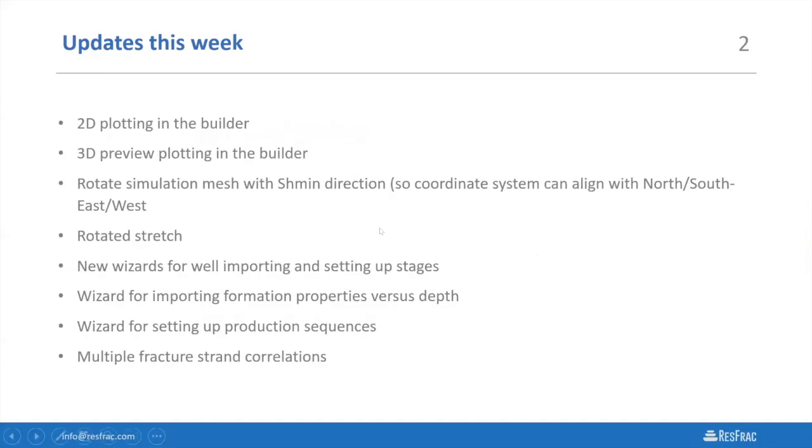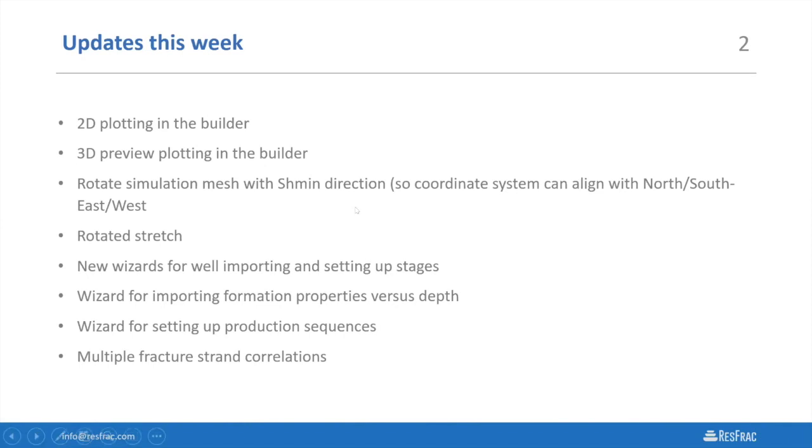The update this week has a lot of things. I'm going to demo these, but just really quickly, you can now make plots in the builder of, for example, the inputs that you put into the table, so you can preview your inputs. You can make 3D plots to preview the well setup, the locations of the matrix mesh and the formation tops and so on. Another really big one is that the simulation mesh can now rotate directions.